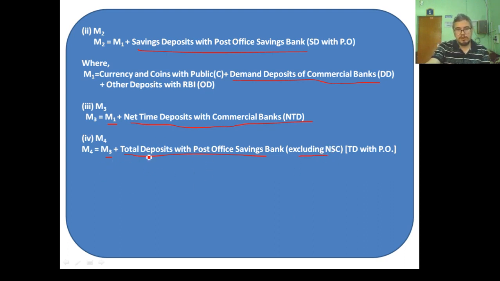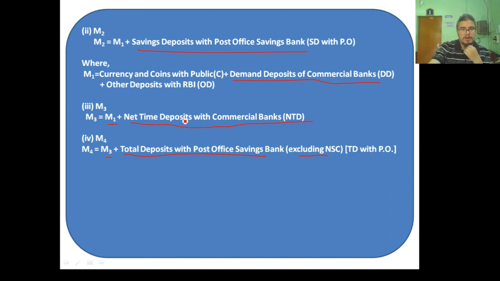Let us now focus on this. Here what happened was, in M1 demand deposit was already there, so when we add time deposit with M1, it becomes the total deposit held with commercial banks. If we add demand deposits with net time deposits, then it will give you total deposits with commercial banks.